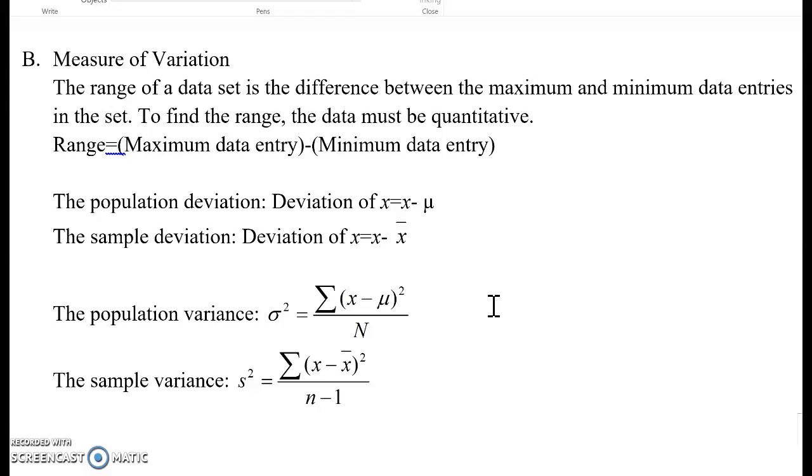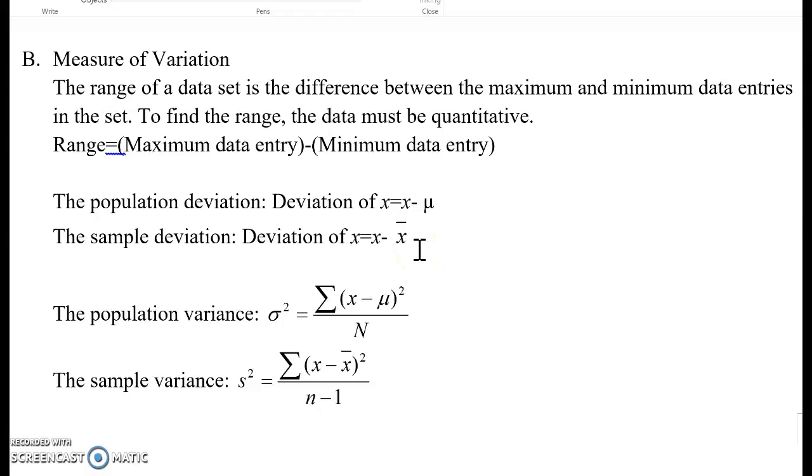The population deviation, which is called deviation of x, equals x minus mu. Mu is the population mean. Therefore, the population deviation equals each data entry x minus the population mean mu. Then the sample deviation is x minus x bar, because x bar indicates the sample mean.